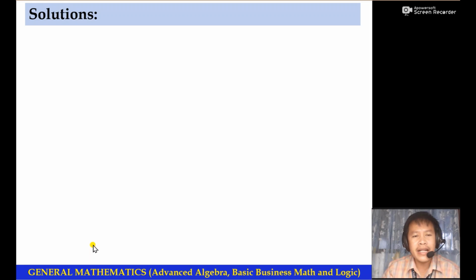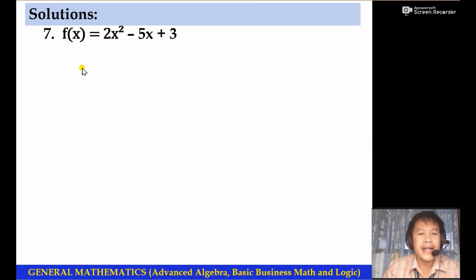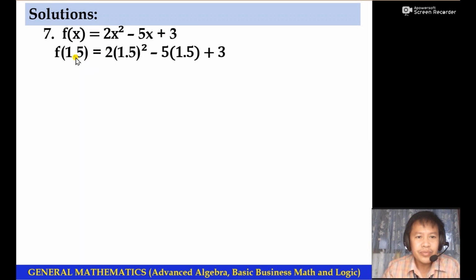Now, we will proceed with number 7. f of x is equal to 2x squared minus 5x plus 3, and this is a quadratic function. What is the value of y if x is 1.5? This is it. f of 1.5 is equal to 2 times (1.5) squared minus 5 times 1.5, where your x is 1.5, plus 3.